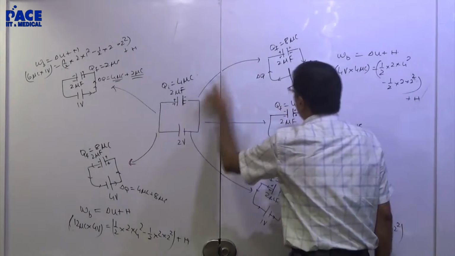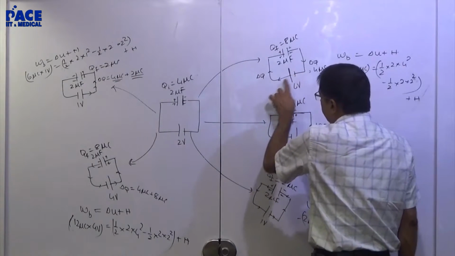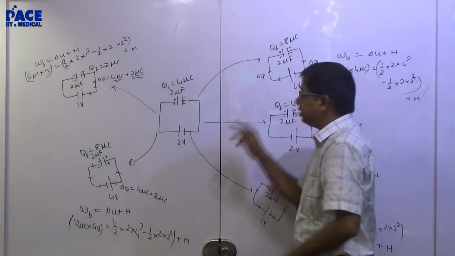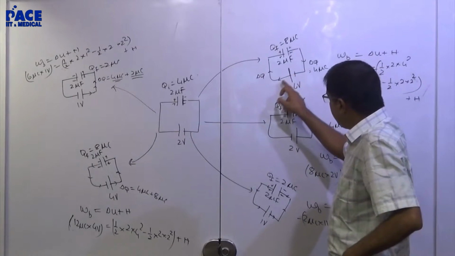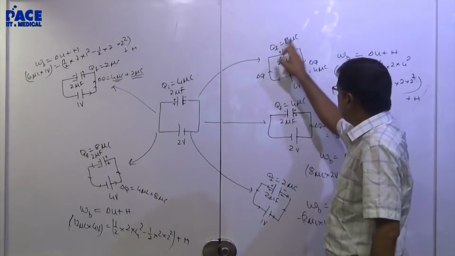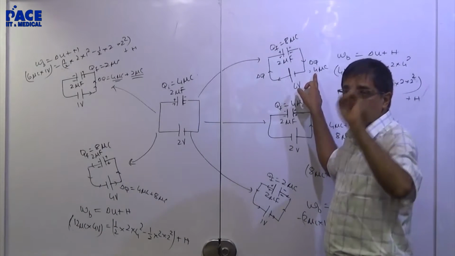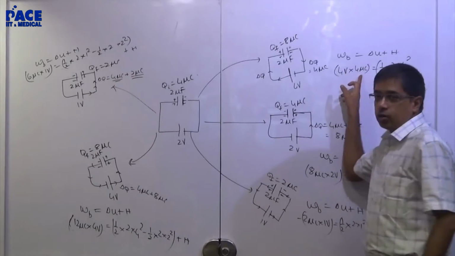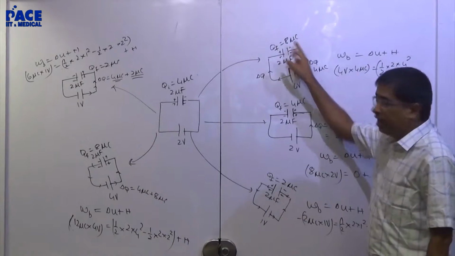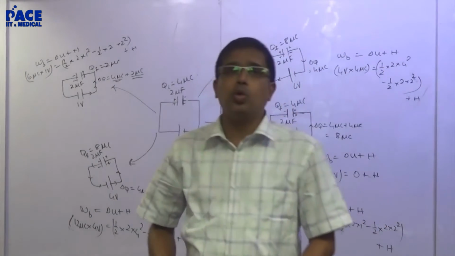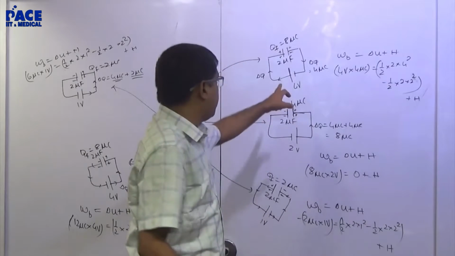It already has 4 microcoulombs. The battery should further push in charge. The battery must push charge. Positive terminal of the battery is pushing positive charge. So there will be work done by the battery. How much additional charge was pushed by this battery? 4 microcoulombs, for this to become 8. So 4 microcoulombs into 4 volts, 16 microjoules of energy is being done by the battery.